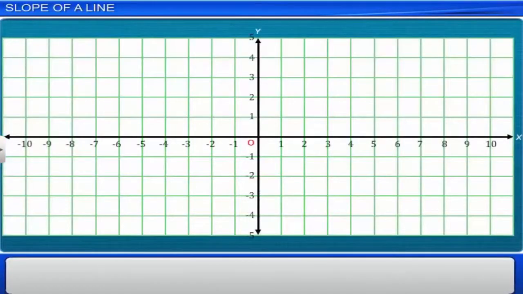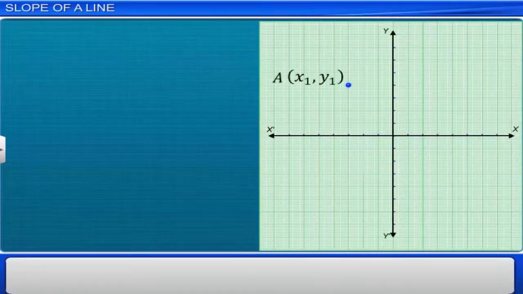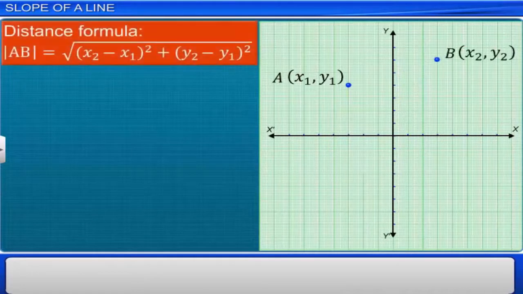In the previous classes, you learned the basic concepts of coordinate geometry, like plotting different points in a two-dimensional plane using their coordinates or distances from the x and y axes. You also learned some important formulae, like the distance formula that gives the distance between two given points.